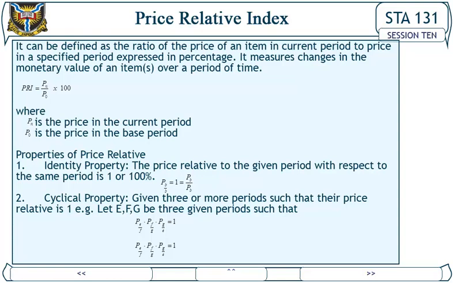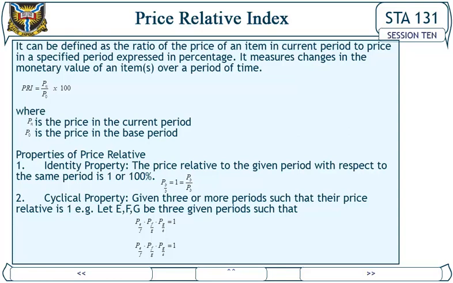Price relative index. It can be defined as the ratio of the price of an item in current period to the price in a specified period, expressed in percentage. It measures changes in the monetary value of an item over a period of time. PRI is equal to Pn over P0 times 100, where Pn is the price in the current period, P0 is the price in the base period.